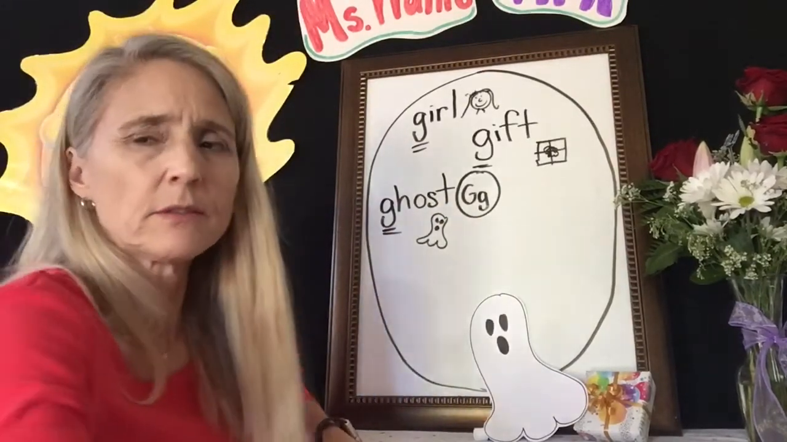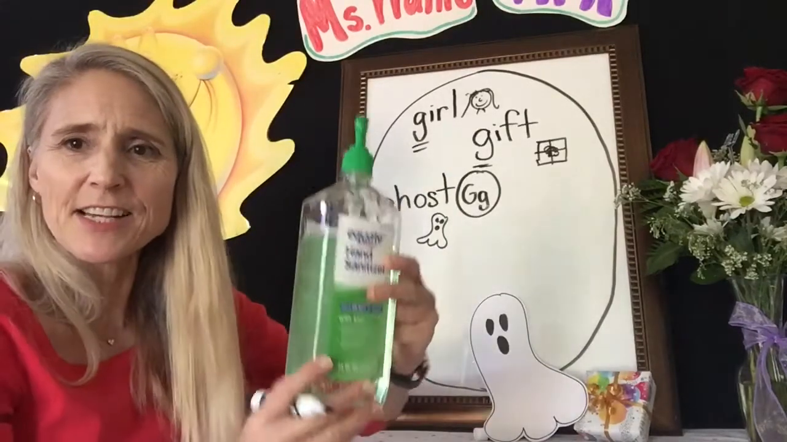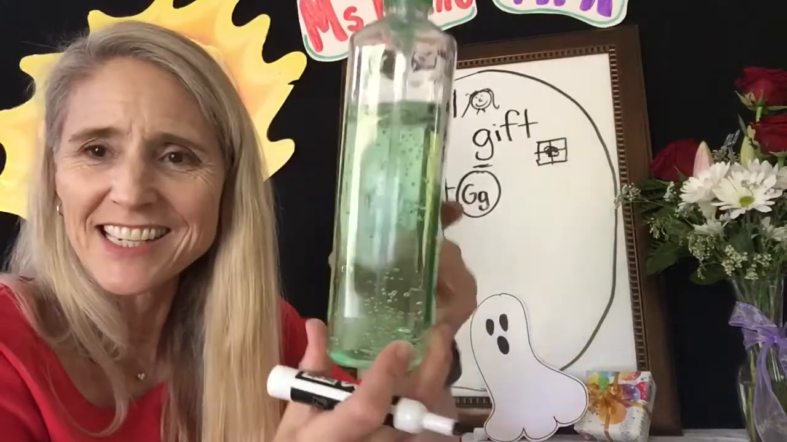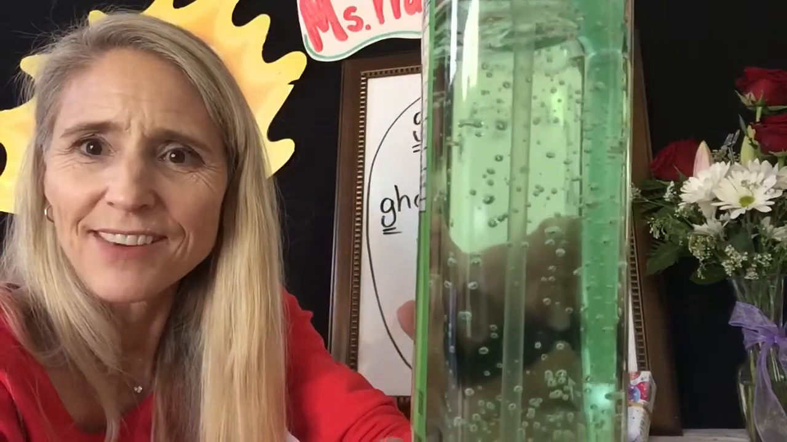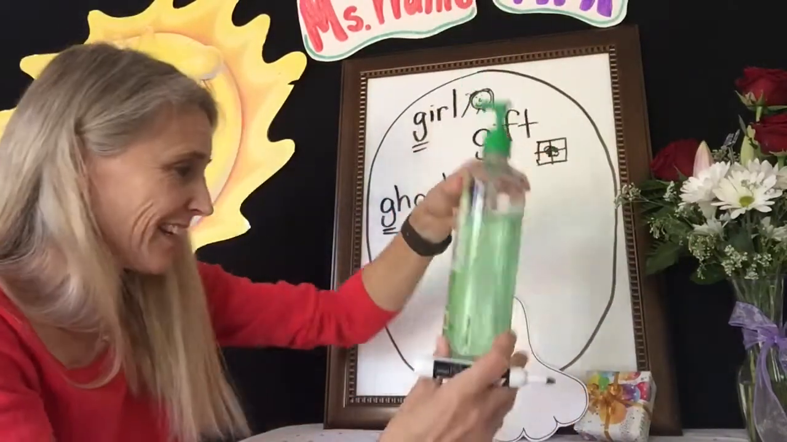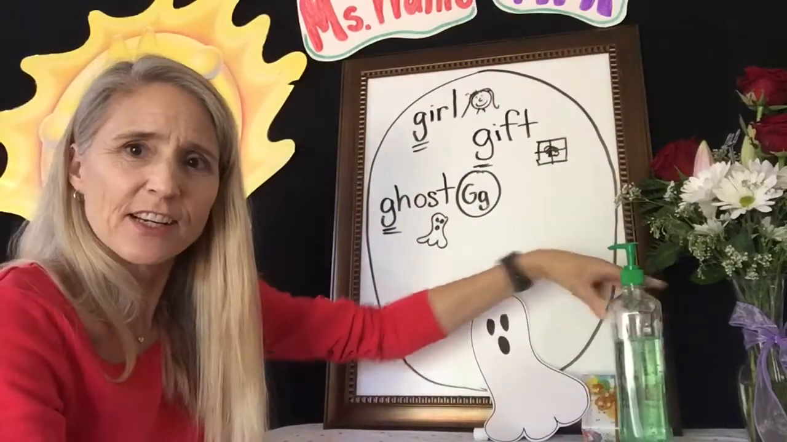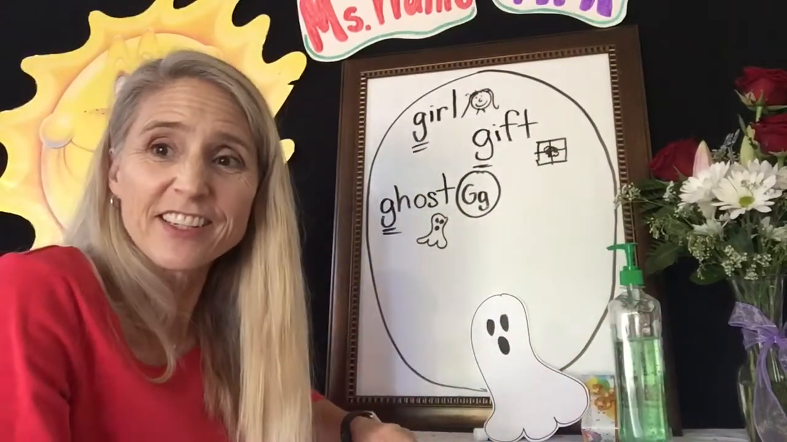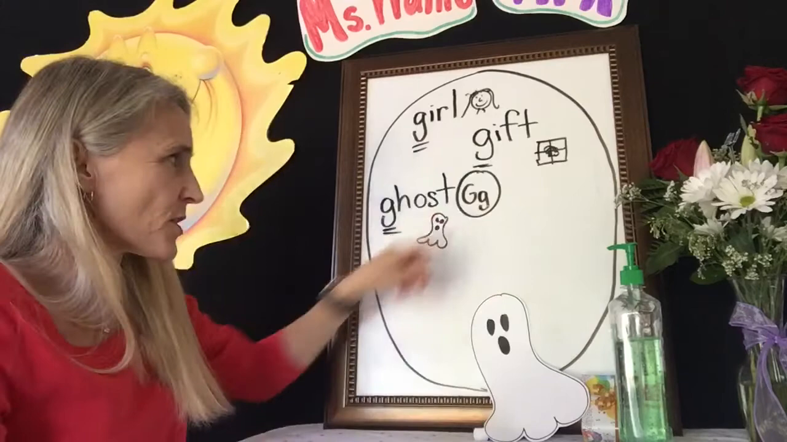What else? Oh, I found my hand sanitizer. But what color is it? Look at those little bubbles in there. Isn't that funny? Yeah, green. Green hand sanitizer. What does green start with? Green. Right, it starts with our G, right?